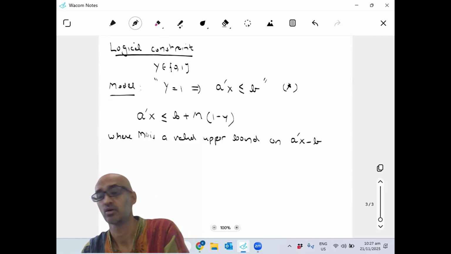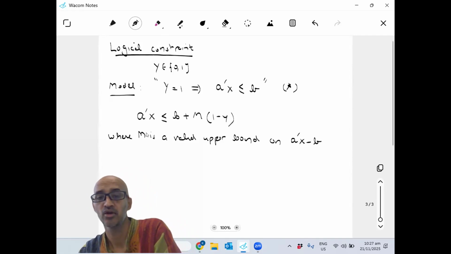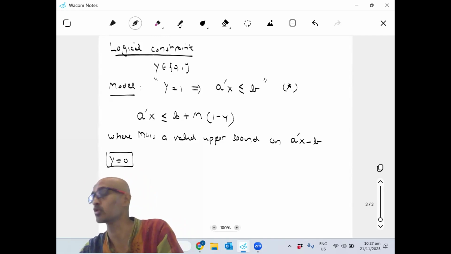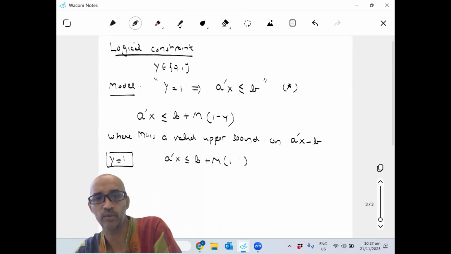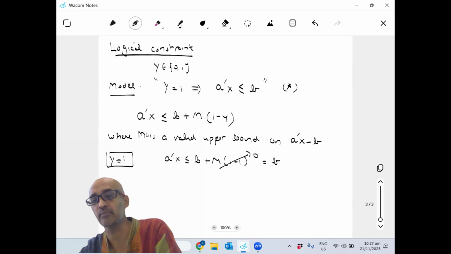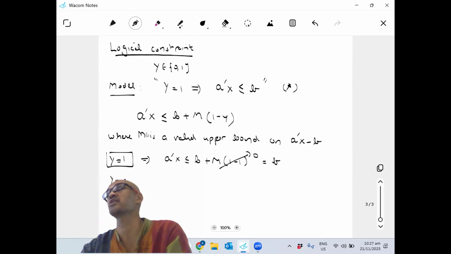So why is this true? Let's think about what happens. Let's do the y equal to 1 case first. When y is equal to 1, I get 1 minus 1, which of course is 0, so the right side is just b. So I'm getting my implication: when y is 1, A transpose x is less than or equal to b. It's satisfied.